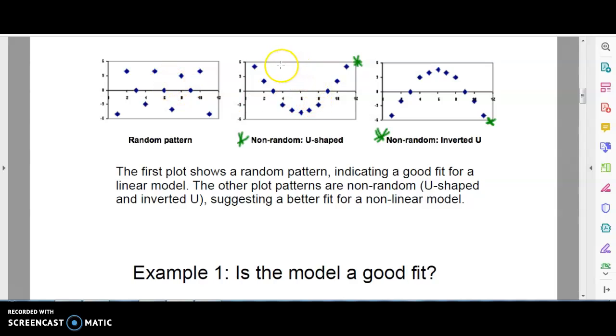If you see a pattern, whether it be a U-shaped pattern like this or an inverted U-shaped pattern like that, that tells us that it's a better fit for a non-linear model. So that's pretty much what we're illustrating here. Random pattern equals good fit for linear model. Non-random pattern equals a better fit for a non-linear model.